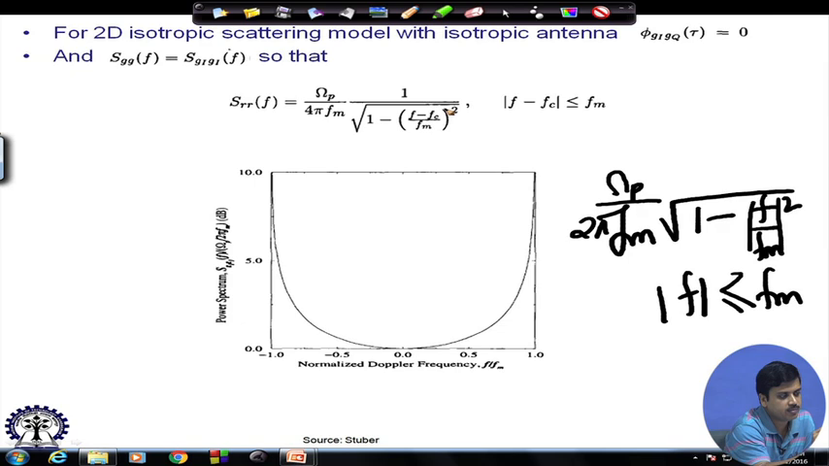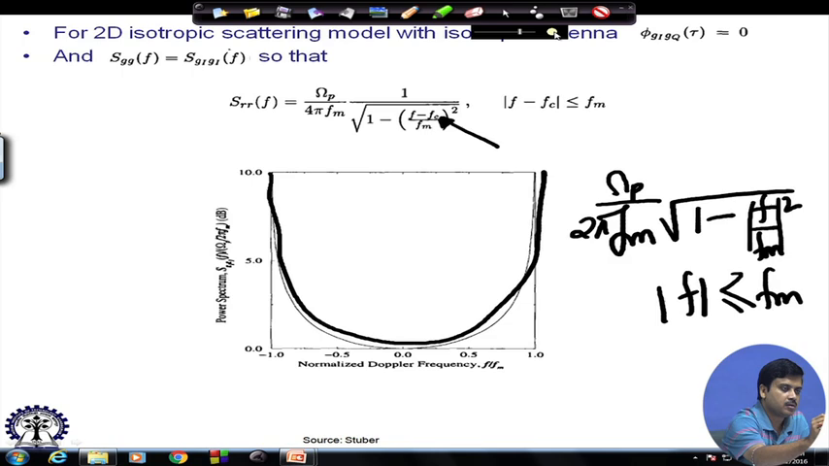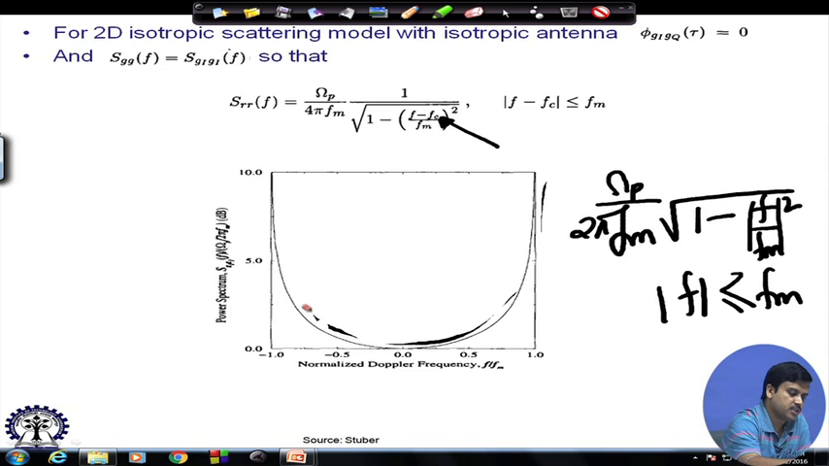So, when it is the baseband, this fc is equal to 0, whereas in the passband, fc is not equal to 0, it is present in this particular expression. And the spectrum looks like the shape that has been drawn over here. So, this is the famous Jake spectrum. This is also known as the Jake spectrum.